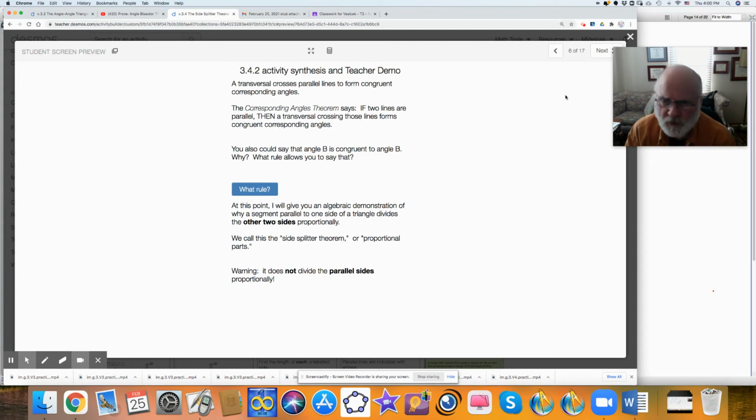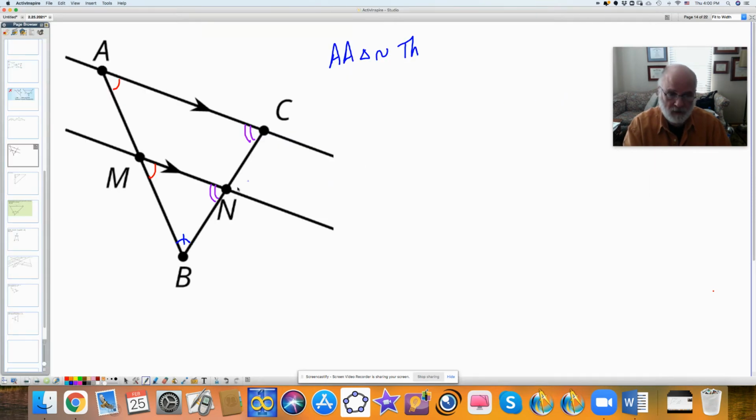We know that a transversal crosses parallel lines to form congruent corresponding angles. The corresponding angle theorem says if two lines are parallel, then the transversal crossing those lines forms congruent corresponding angles. You could also say that angle B in this is congruent to itself by what rule? By the reflexive property. Or you could say it's a common angle, or it's the same angle for both triangles.